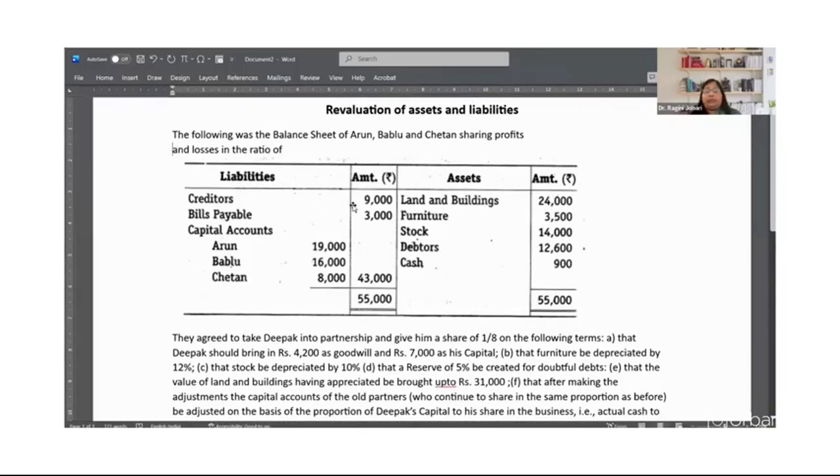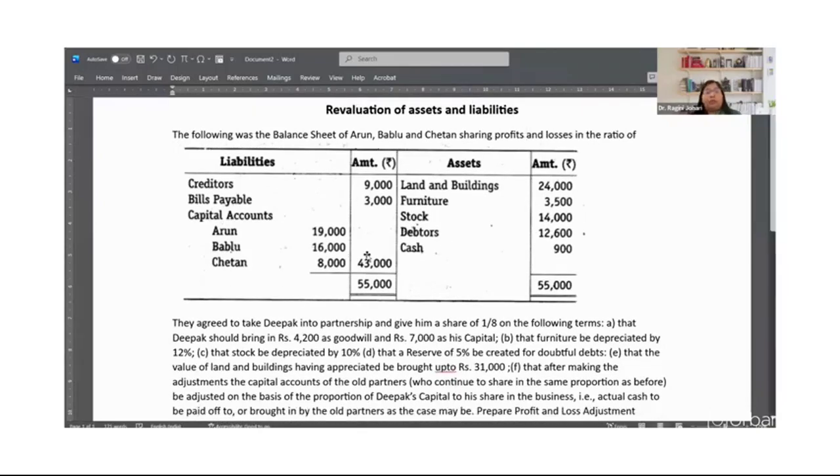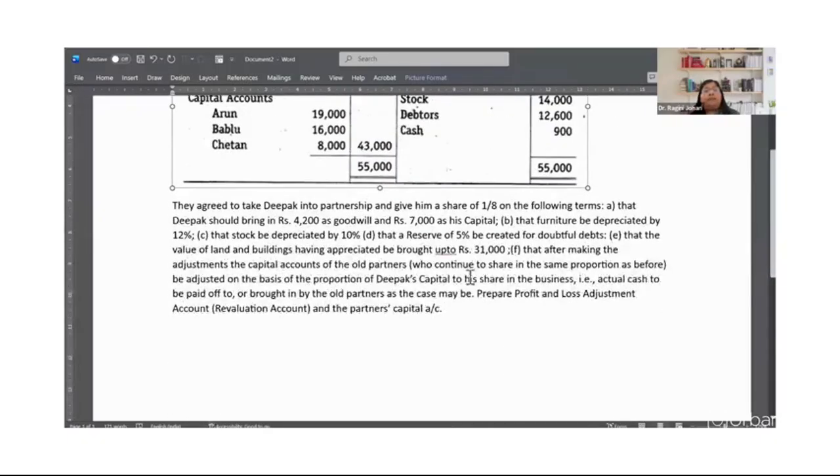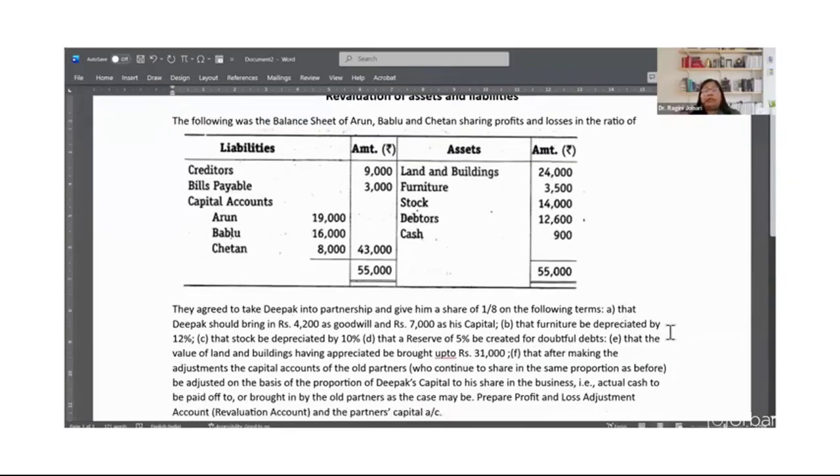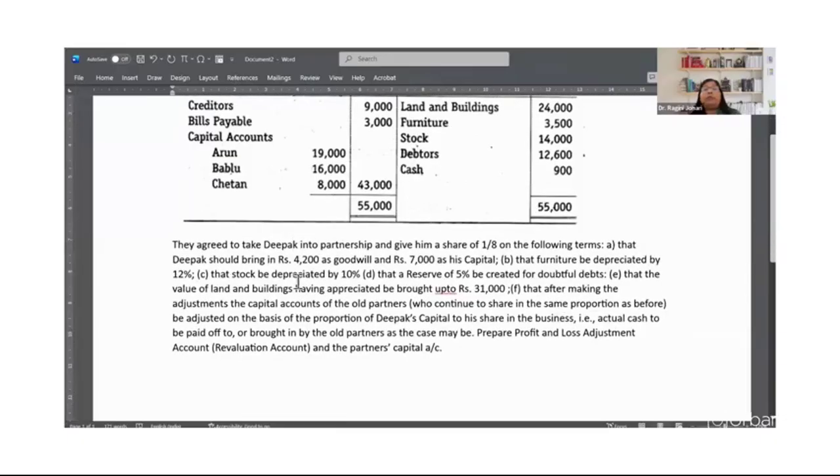So we have a balance sheet given to us here, right? And apart from this, we have some more information given. Number one, Deepak is being admitted into the partnership business on certain terms. Number one, Deepak should bring in 4,200 as goodwill and rupees 7,000 as his capital.